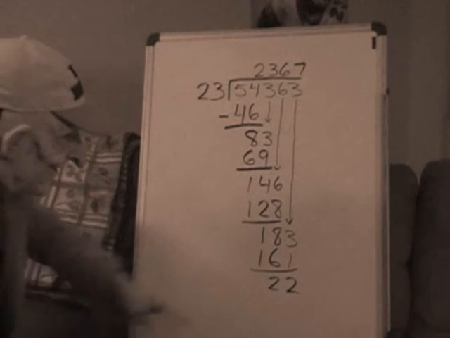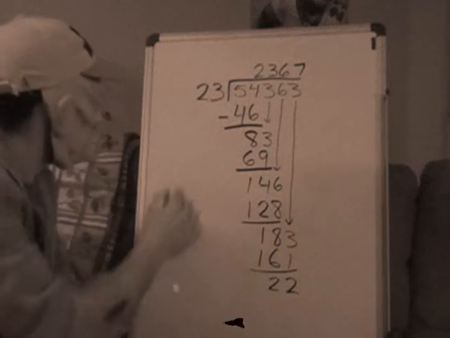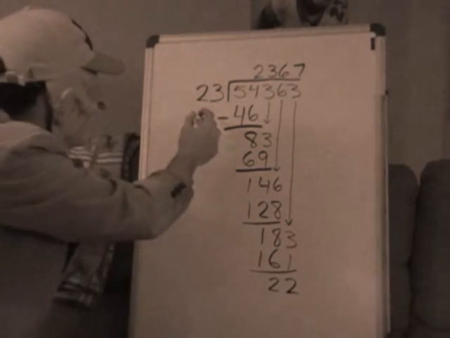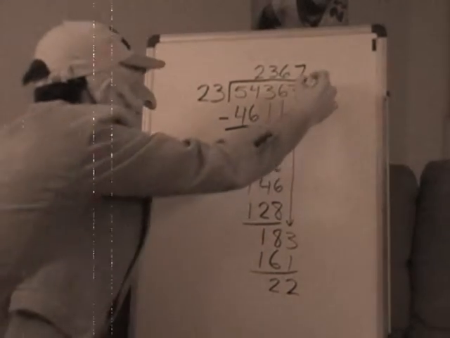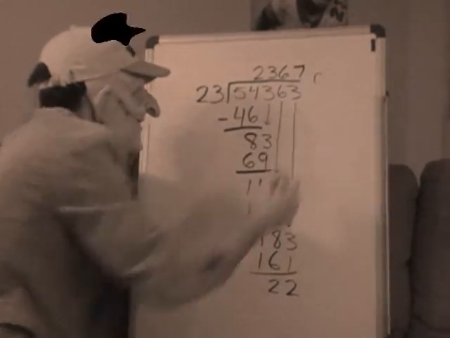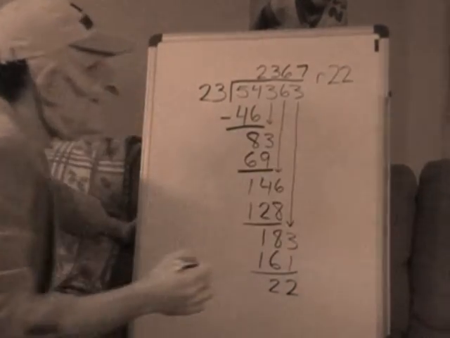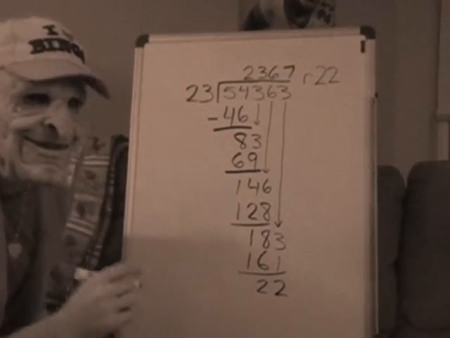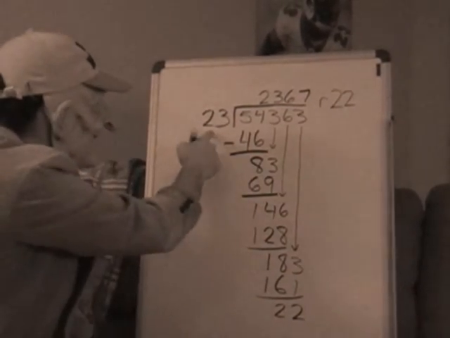Oh boy. Well, now 23 is not going to go into 22. So what we need to do now is, let's see here. We need to write the remainder. So let's put the remainder over here. 22. Well, my teacher wouldn't have that. I got to put that in a fraction. Put it in a fraction of what's left.